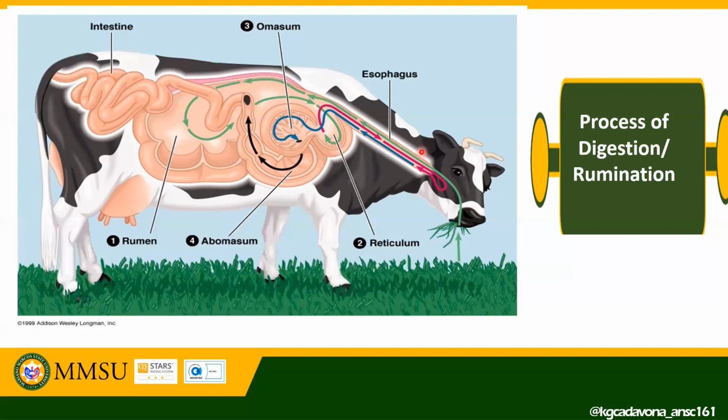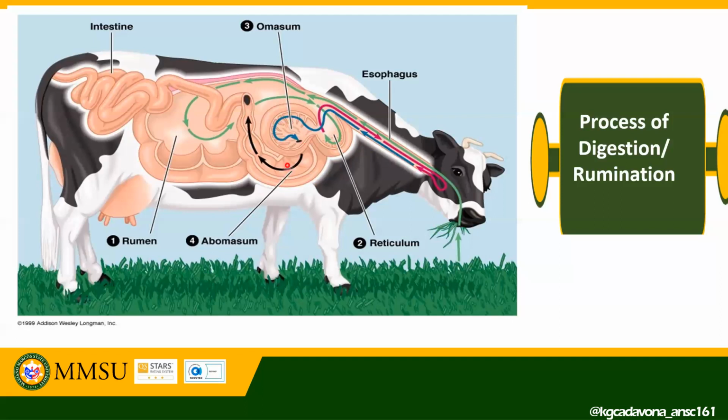After rechewing it, pupunta na siya kay omasum, wherein it absorbs up now yung mga extra fluid coming from the feed particles. Then after which, this will move on to the last chamber, which is the abomasum, or what we call as the true stomach. So dito mag-act again yung mga enzymes, and this is where the complete digestion of the feed particles will occur. Okay, so after which, that is the complete process now of the digestion and rumination.